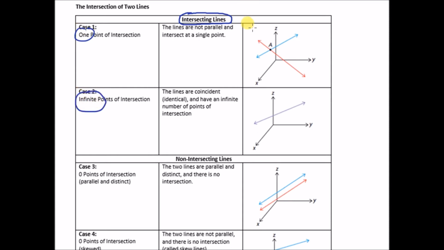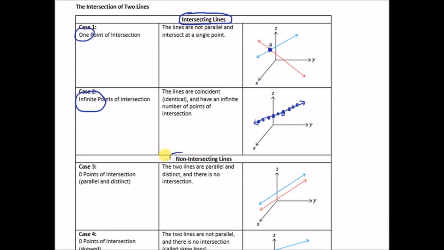As a recall, and this is from grade 9, one point of intersection means the lines are not parallel and intersect at a single point. Whereas with infinite points of intersection, the lines are coincident. What this means is that they lie on top of one another. They're identical. They have an infinite number of points of intersection. Every single point on the line is shared with every single point on the second line.